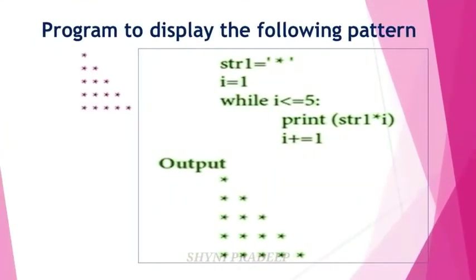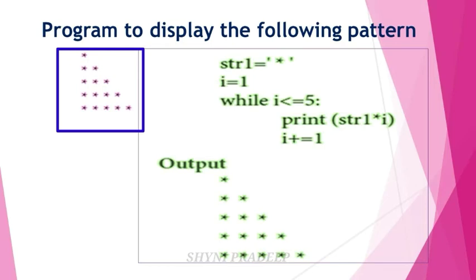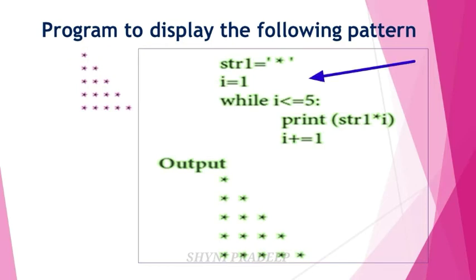See the next program to display the following pattern, which means you have to print this pattern. Here this is the program. str1 is equal to, you have to write the multiplication operator, that is the star symbol, and next you write the initial value I equal to 1 and write the condition while loop. I is less than or equal to 5, print str1 into I, and next increment I plus is equal to 1.